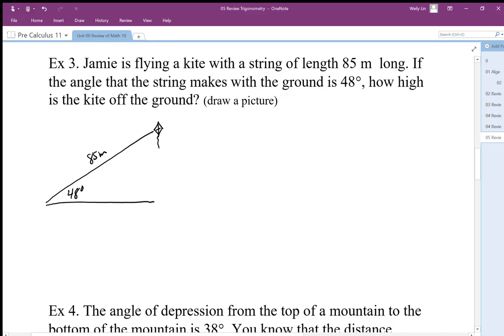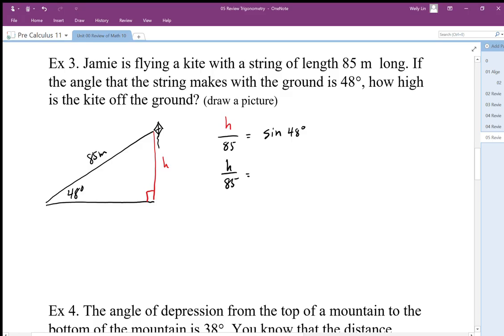Okay, so this height is a vertical height. It is perpendicular. That means we have a right triangle, which means we can use trigonometry. So if I want to find the height here, I can set up a trig ratio. I know that the height compared to the hypotenuse, 85, is equal to the sine of the opposite angle, sine of 48 degrees.